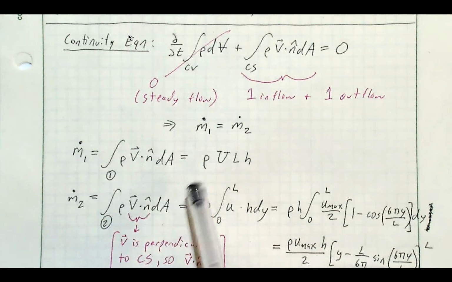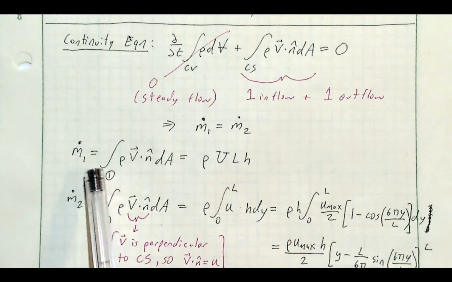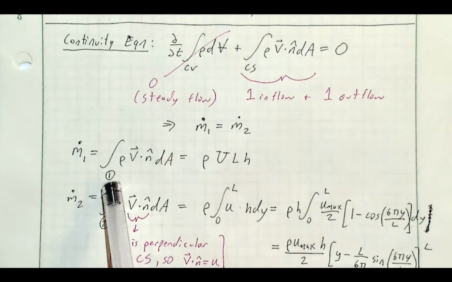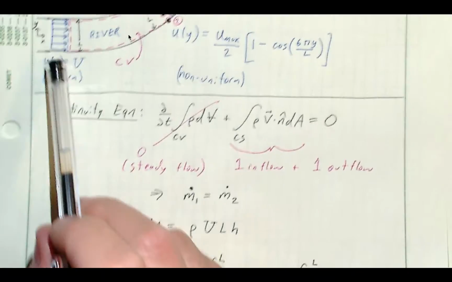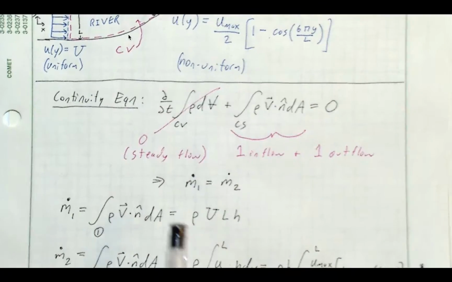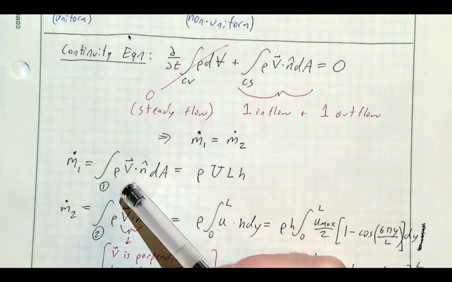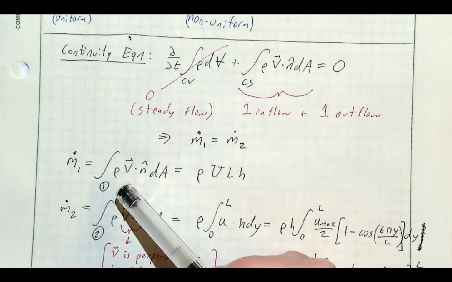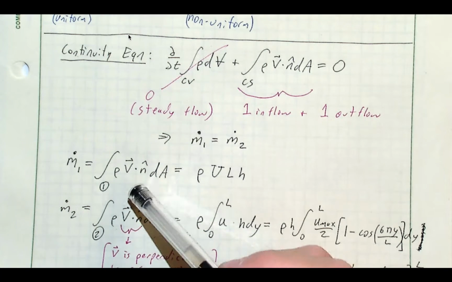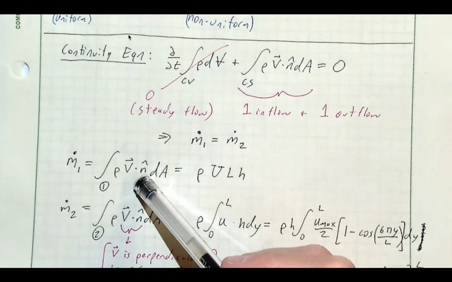All right, so our mass flow rate at 1, we're going to be very careful here. So now we're integrating over the part of the control surface that is just that one location. And it's rho v dot n. Well, v dot n, again, the smart choice of drawing our control surface to be perpendicular to the flow direction allows us to replace this with just the constant u.